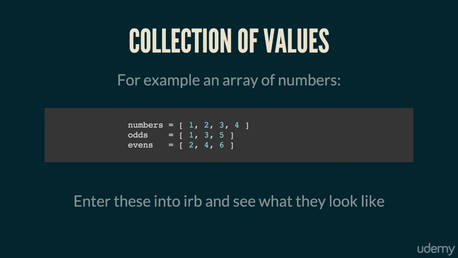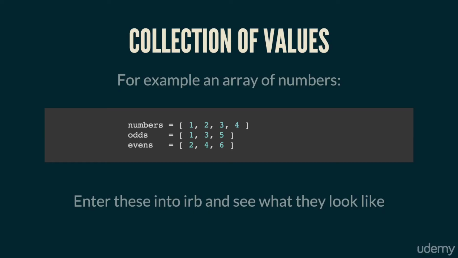An array is just a collection of values. So we can define some arrays here as arrays of numbers. So we could define just the numbers 1, 2, 3, 4. We could define the odds 1, 3, 5, or the evens 2, 4, 6. When we define an array, we're putting our objects inside the square brackets and separating them by commas.